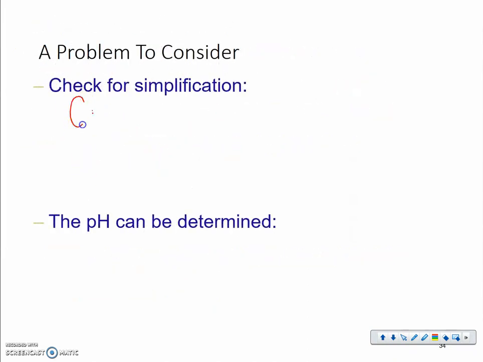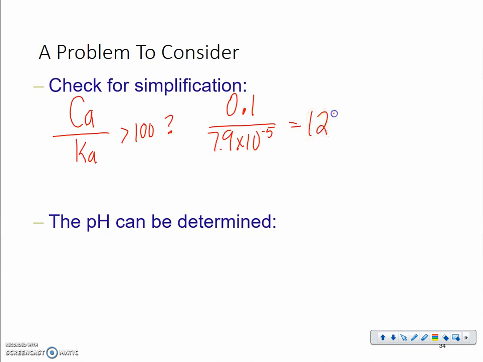So same idea, Ca over Ka. Is this greater than 100? Our initial concentration of acid is 0.1. Our Ka1 in this case, and it is over 1,000. So yes, we can do this simplification.